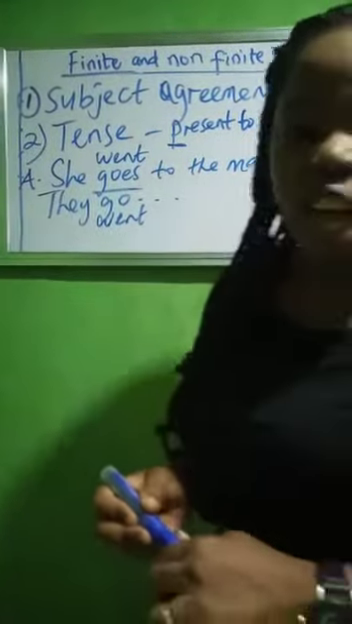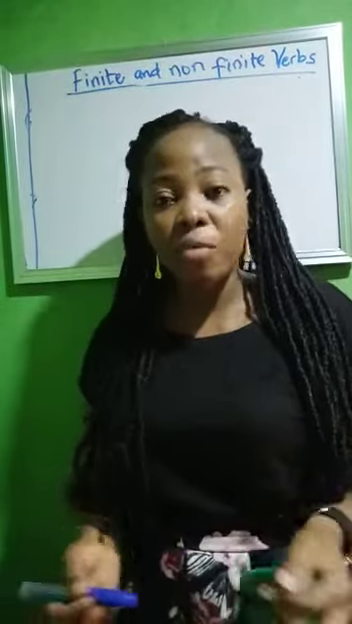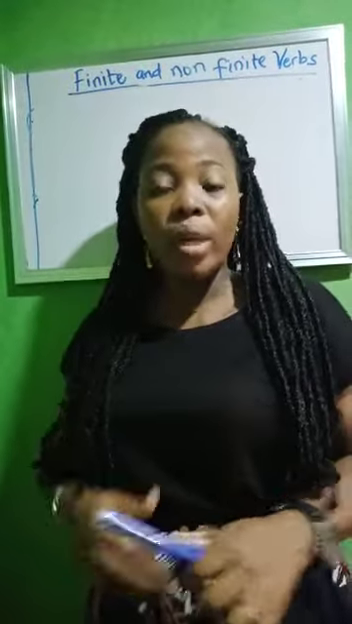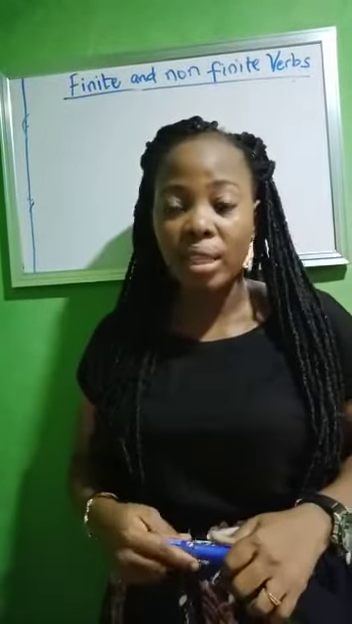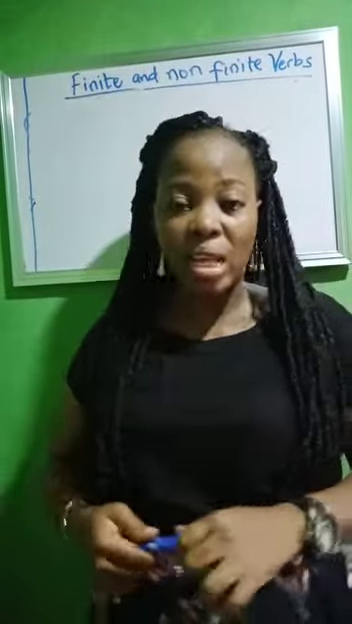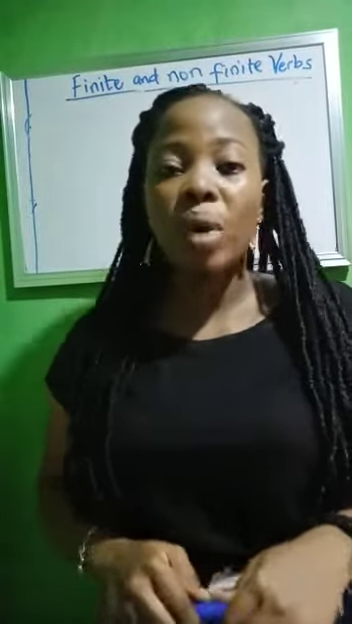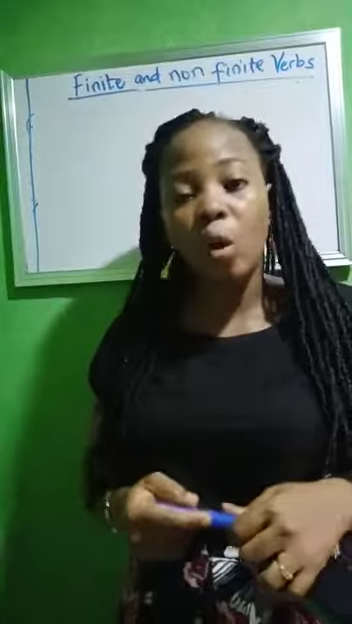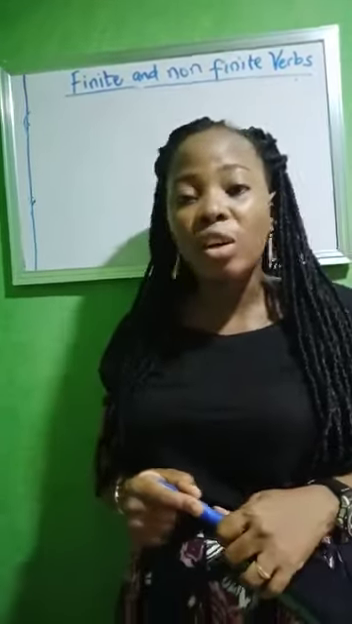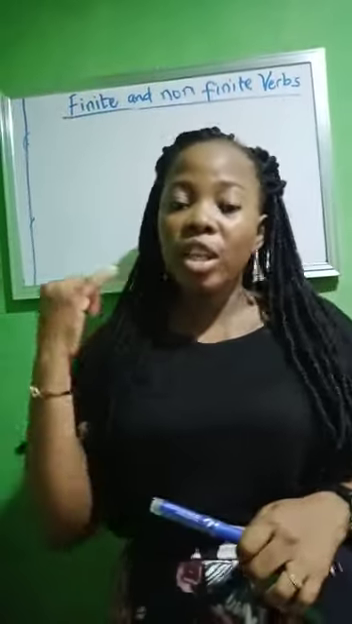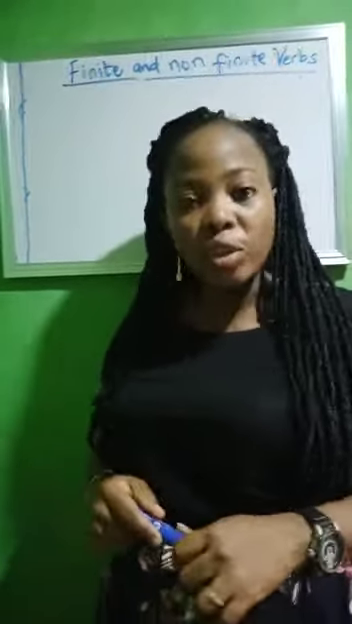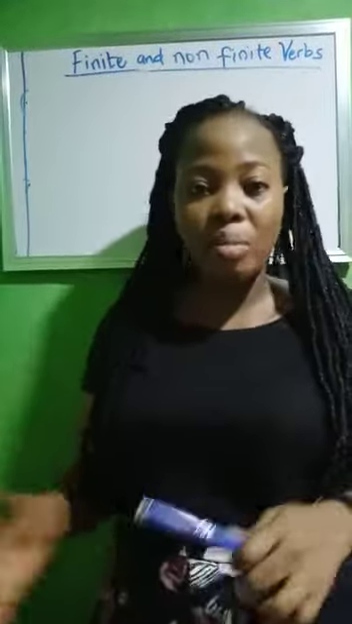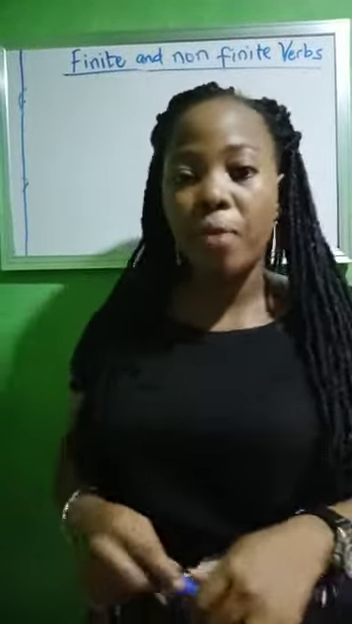Now let me give you an example of a non-finite verb. A non-finite verb, on the other hand, will not agree with the subject. There is no need for agreement. It remains the same way it is. And it doesn't also work with tense. So the tense is still not going to change. Unlike the finite verb, which needs to change with tense or can change with tense and also can agree with the subject. It is not so with the non-finite verbs.